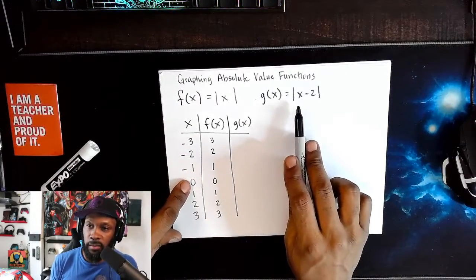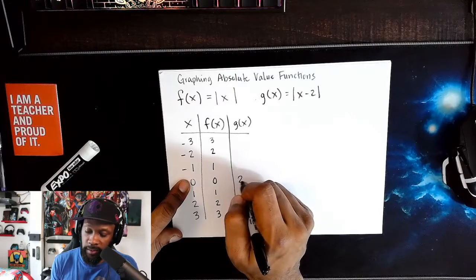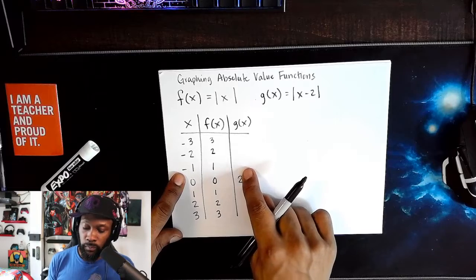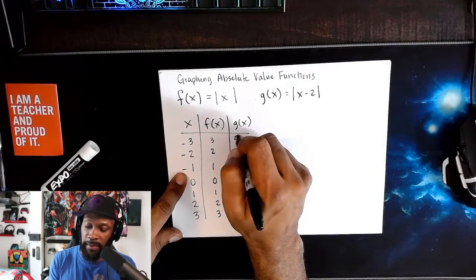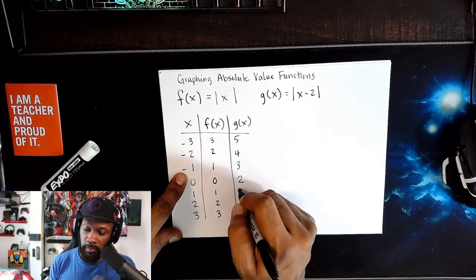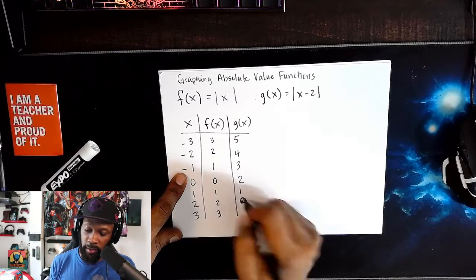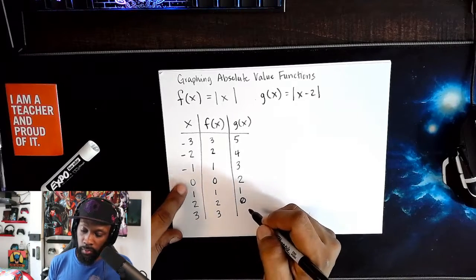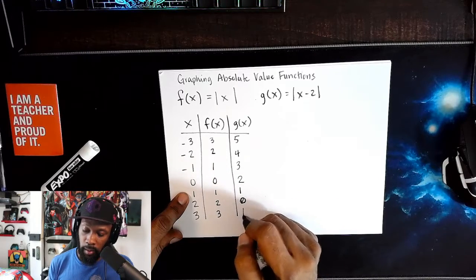I put in 0. 0 minus 2 is -2. The absolute value of -2 is 2. You're not putting in this, you're putting in these. -1, that's going to give me a 3. That's going to give me a 4. That's going to give me a 5. Think about your math. I'm going to get a 1 here. 0 here. And a 1.